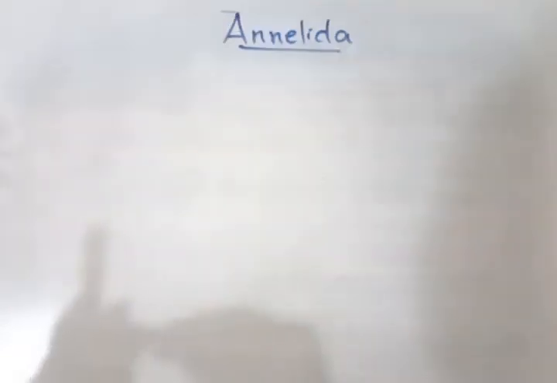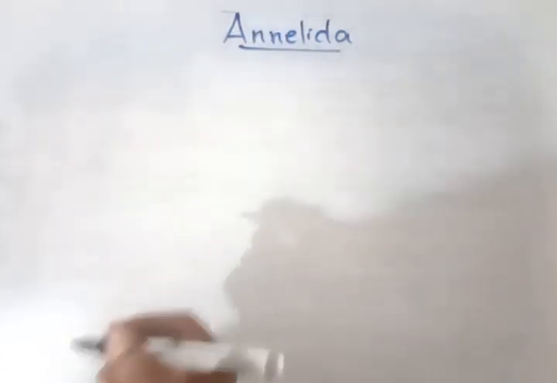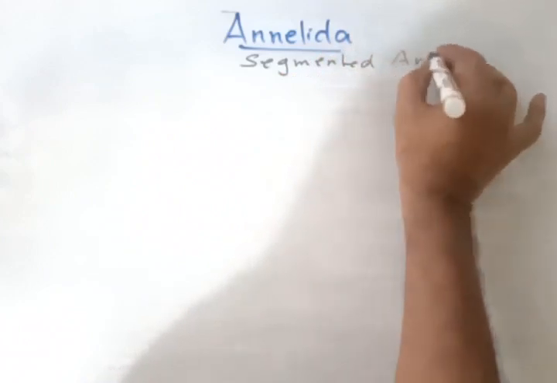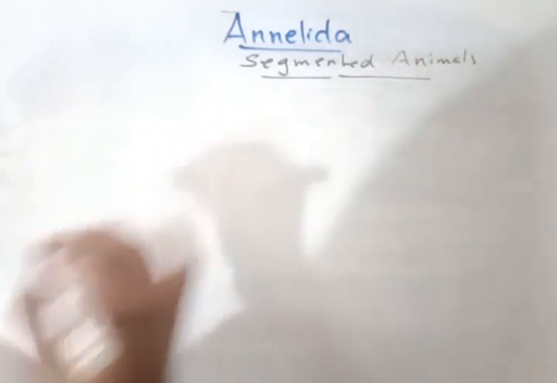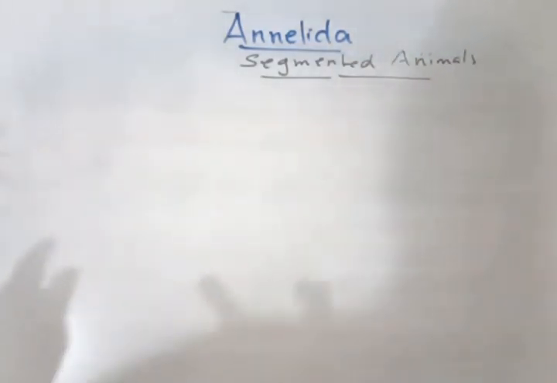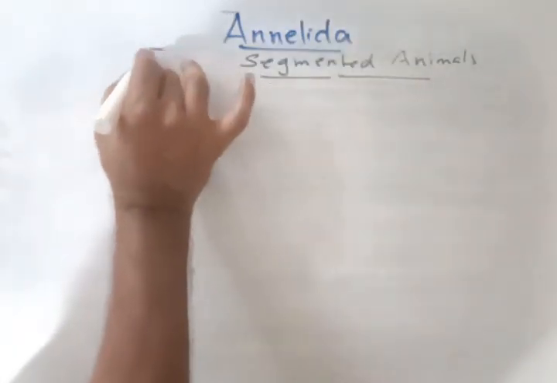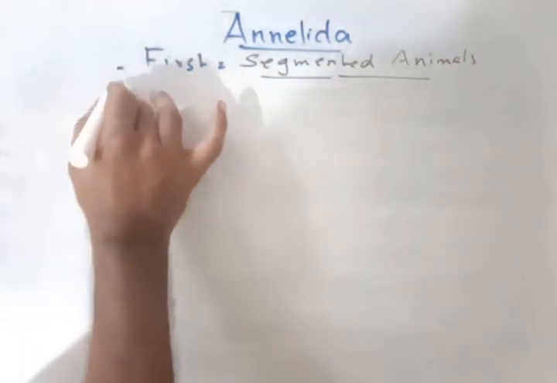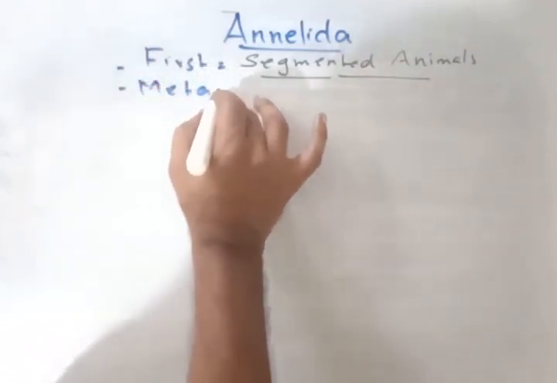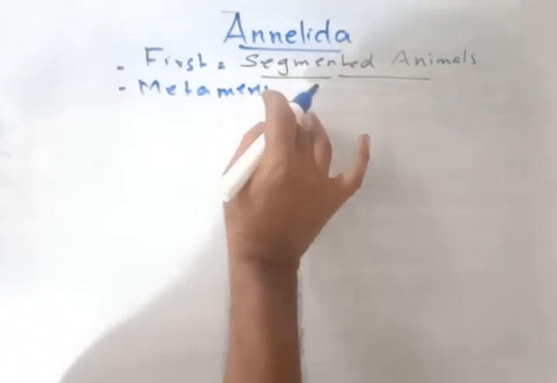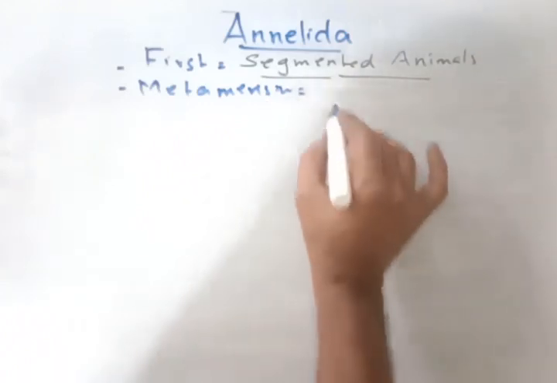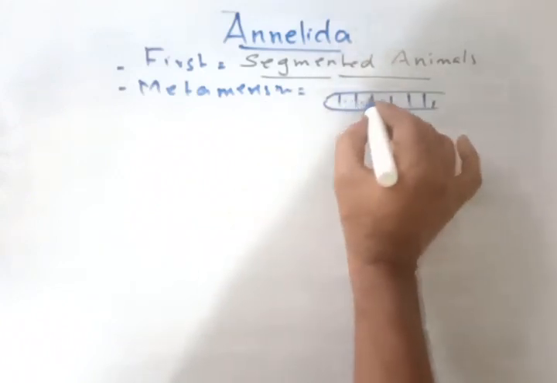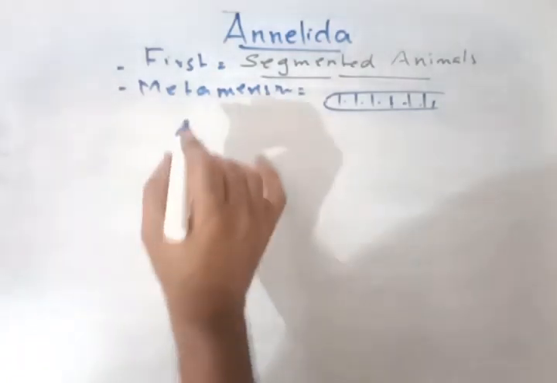Clear? Right. Next phylum is Annelida. Annelida is a ring form. We'll talk about all the segmented animals, like the earthworm, leeches and all this. Now this is the first segmented animal. So far there are no segmented animals. So this is the first segmented animal, and it has metamerism. You know what is metamerism, no? Metamerism is the body having different segments. So this is the earthworm, the body is having different segments. In each segment, the organs will be repeated the same. So that is called metamerism.